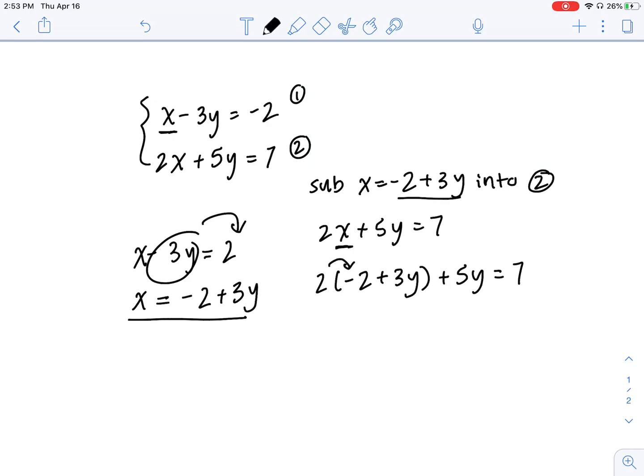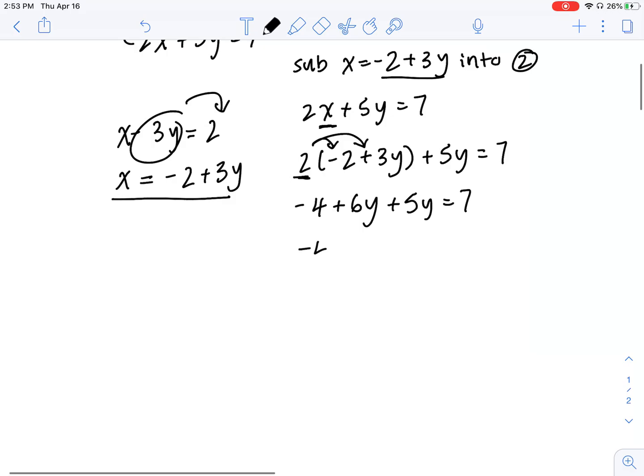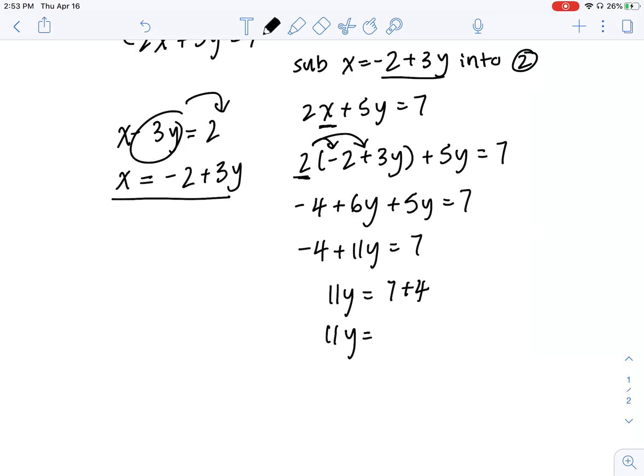So I'm going to start by opening up this bracket by distributing all the terms inside by 2. 2 times minus 2 is minus 4. 2 times 3y is plus 6y. Plus 5y equals 7. Add the like terms. Minus 4 plus 11y equals 7. 11y equals 7 plus 4. 11y equals 11. y equals 1.